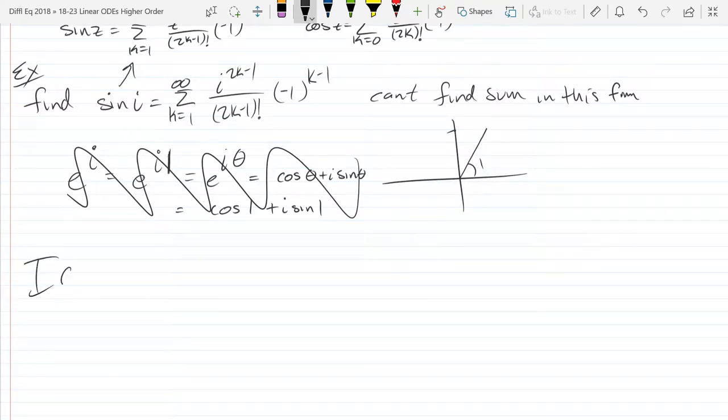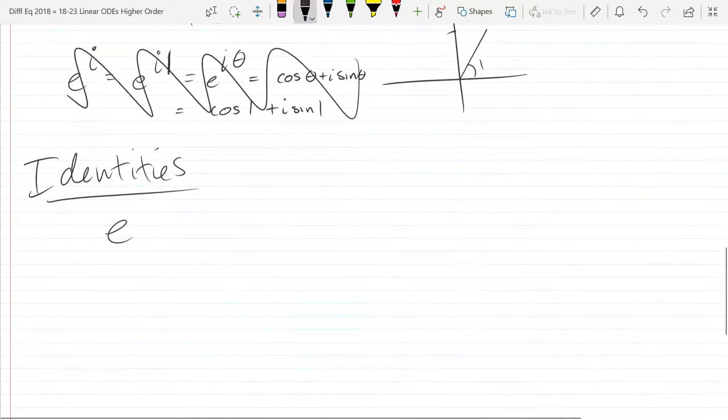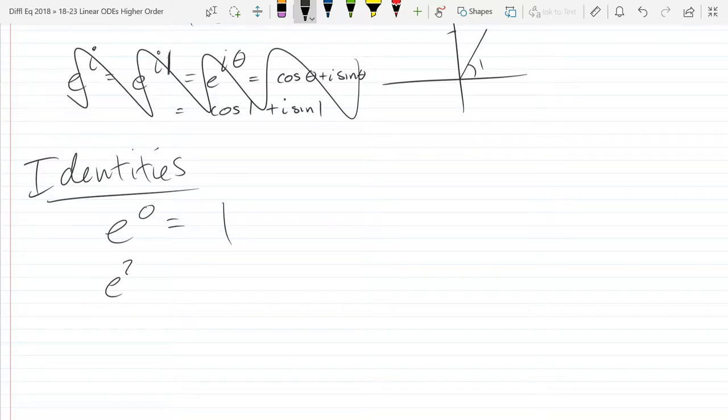So we're going to write some identities now. Let's start with easy ones. What's e to the 0? 1. e to the z1 plus z2, how can I rewrite that? e to the z1 times e to the z2. So multiplying bases is adding powers. And for negative powers, we'll do positive powers first. Let's write the e to the z first before I forget that. e to the z.